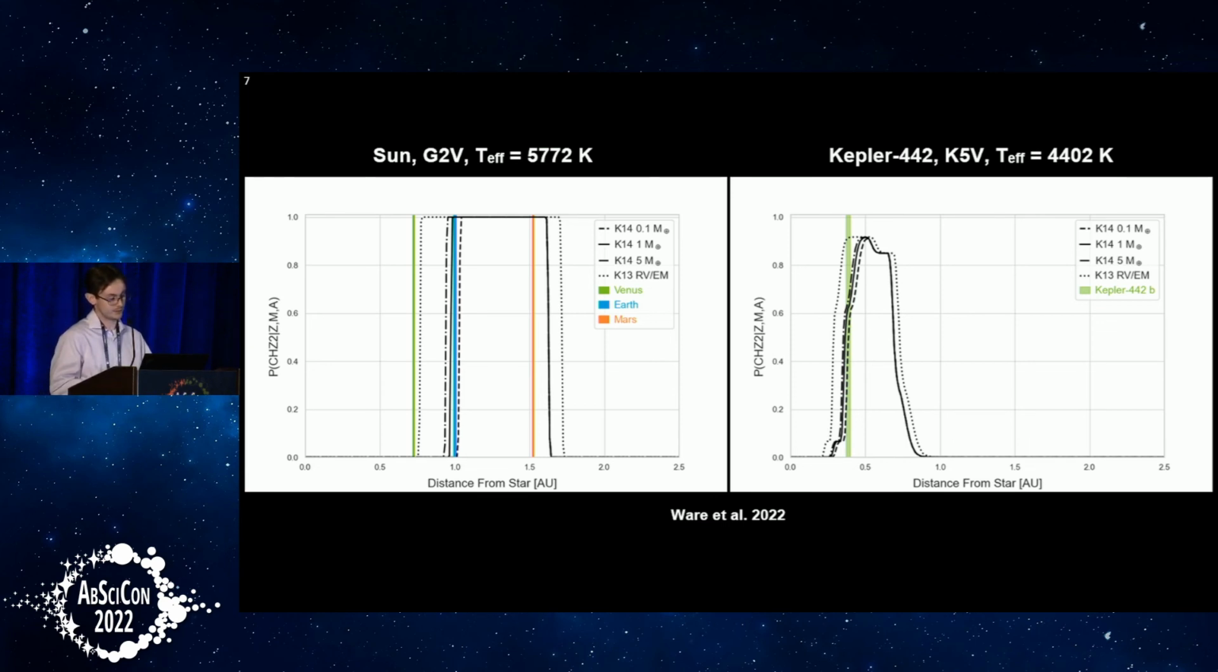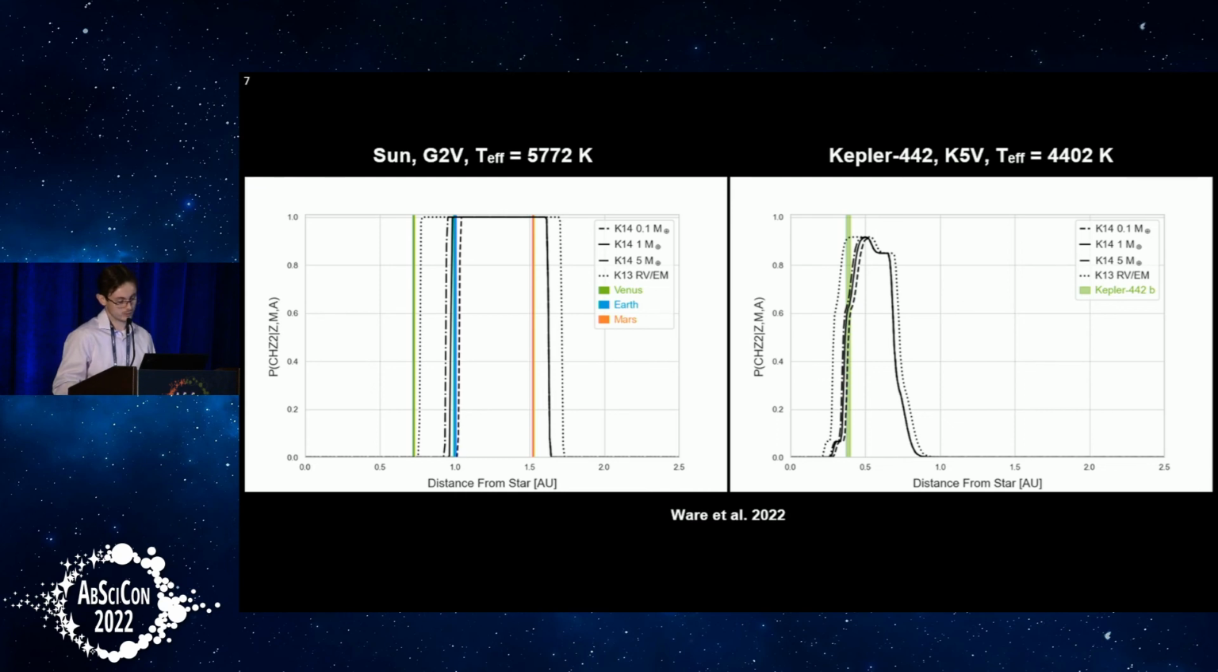And you'll notice that it is very much like a step function for the sun, and that's just because we have such a precise age measurement for the sun that we know really what radii are still in the habitable zone and which have left, et cetera. But then if we move to another star on the right-hand side here, Kepler 442, we see that it's much more like a Gaussian distribution, because ages for field stars usually have errors on the order of about 1 billion years or more.